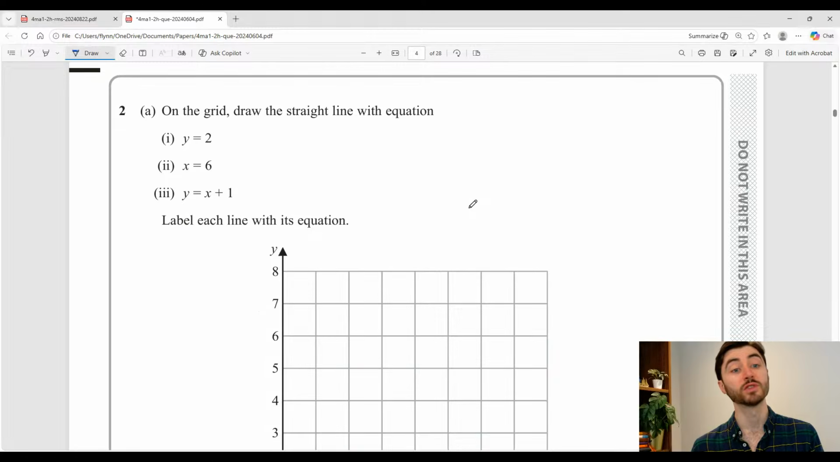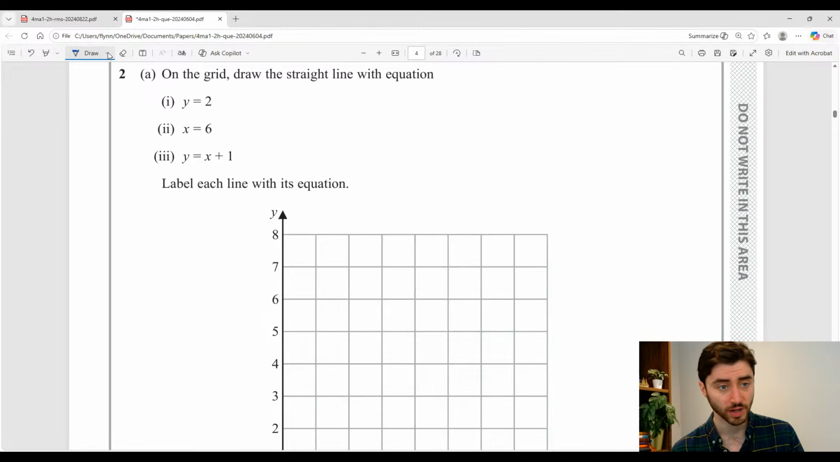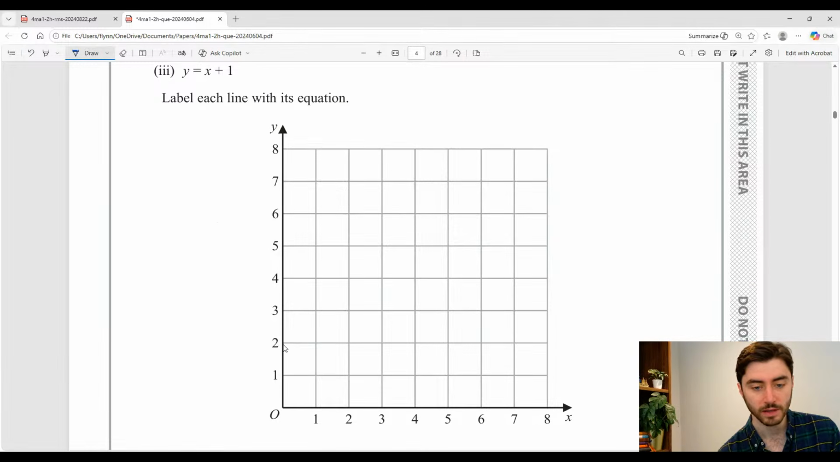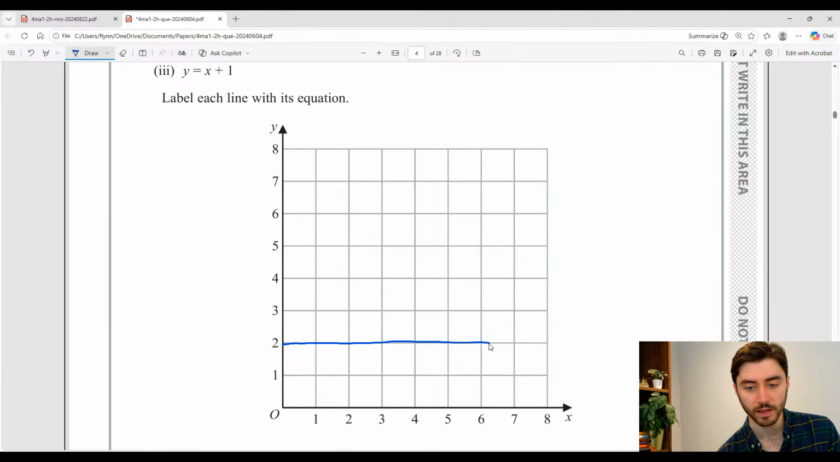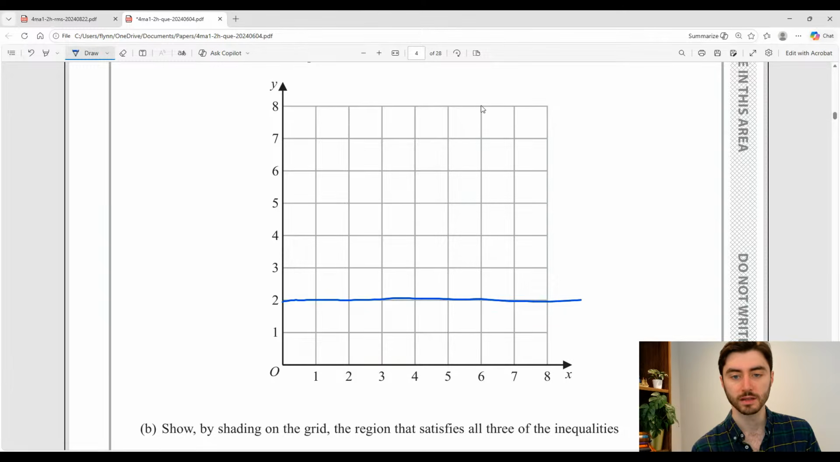Oh, bother. Okay, so in the real thing, make sure you've got yourself a ruler. I don't think I can draw objectively straight lines on this, and I do not have a ruler to use on the thing. So I'm going to freehand this, but in the real thing, make sure you've got a ruler. So we've got to draw the line y equals 2. Well, that's going to be a straight line going across, just like this. The line x equals 6 is a straight line down on the line x equals 6.